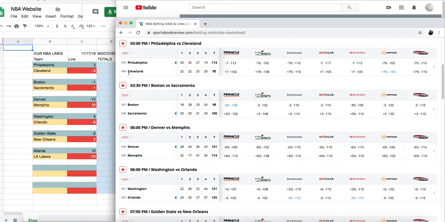So that was a 10.5 point differential. That did not hit. Philadelphia won in a blowout. Cleveland did have some injuries there, so that may or may not have been a play. And what I'm showing you is just one side, 50% of how we handicap.